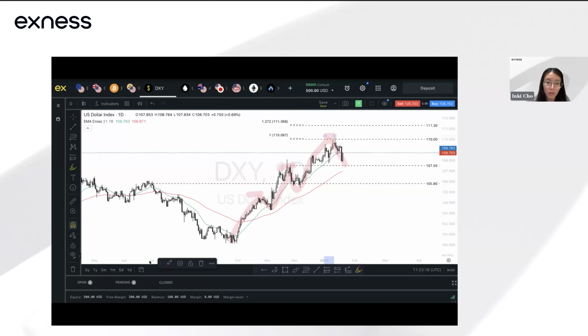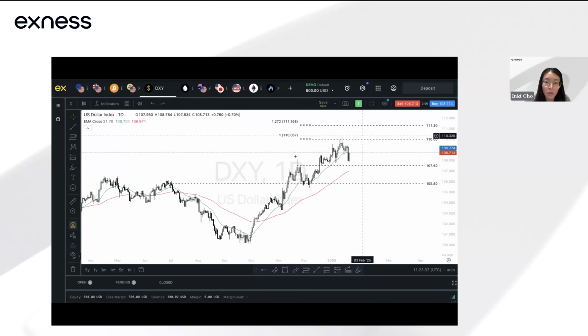Let me put that in a different color so that it's easier to see. The ones in blue are the troughs. In general, when the market is in a bullish structure, it continues with these higher lows and higher highs. In terms of the key levels on the daily time frame, this is the first key level for me, at the 107.50 level.